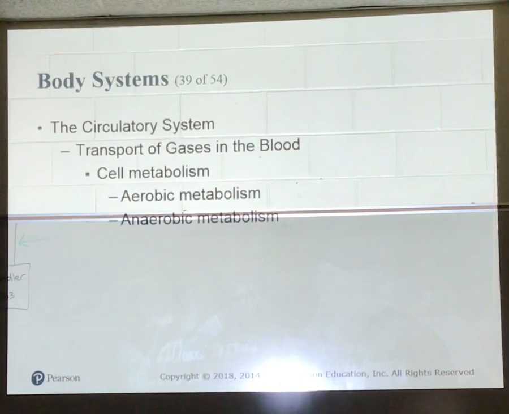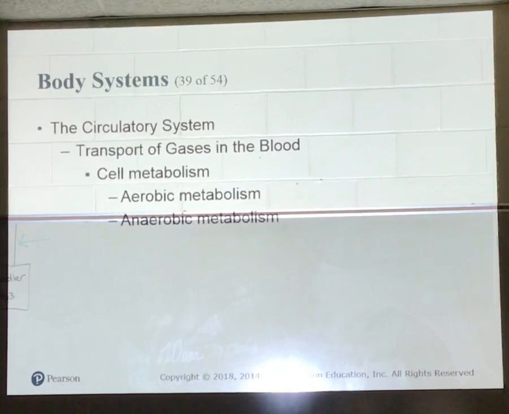If oxygen is not available when the cell is metabolizing glucose, very little energy is produced for the cell, and the end product is acid. Acid is bad for the body if it accumulates. This process of metabolizing glucose without producing much energy is known as anaerobic metabolism. Anaerobic means without oxygen. If a patient is losing blood and very little oxygen is being delivered to the cells, very little energy is being produced.